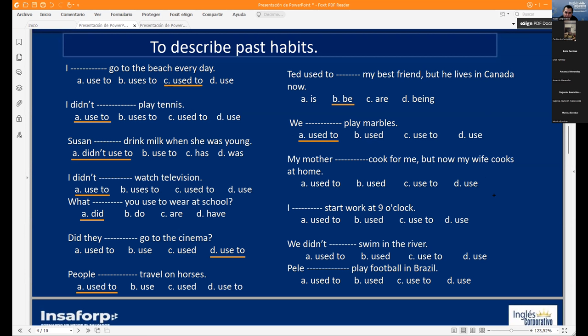My mother used to cook for me. Now my wife cooks at home. A. Yes, that's right. A. My mother used to cook for me, but now my wife cooks at home. I only cook on occasions. Now, the next one.